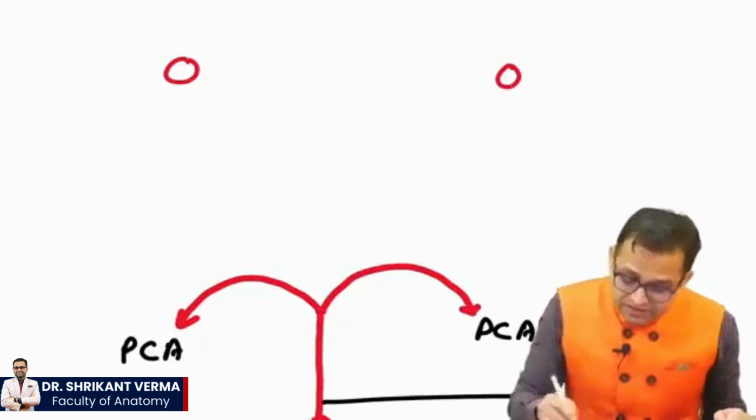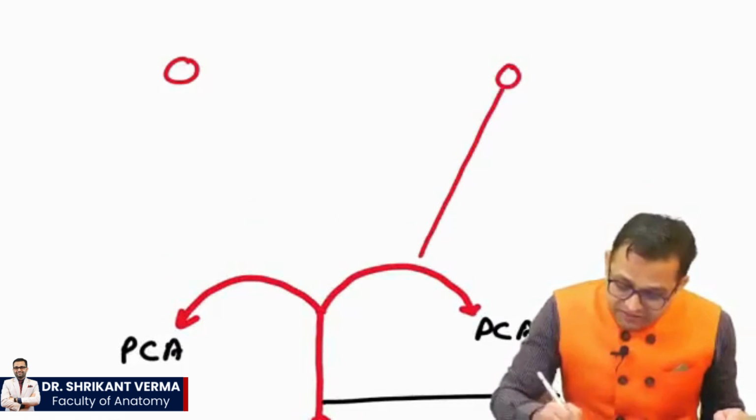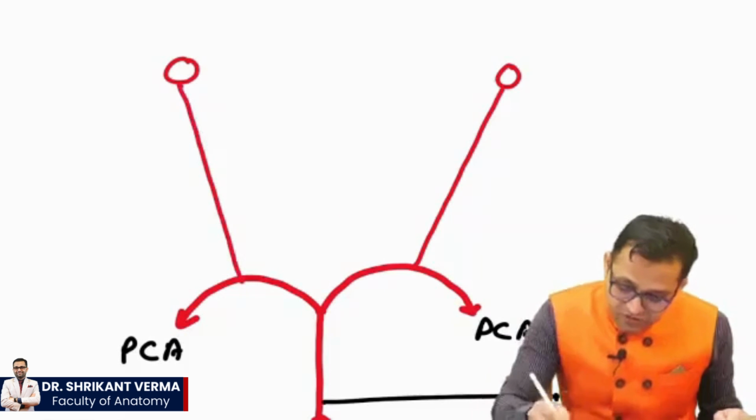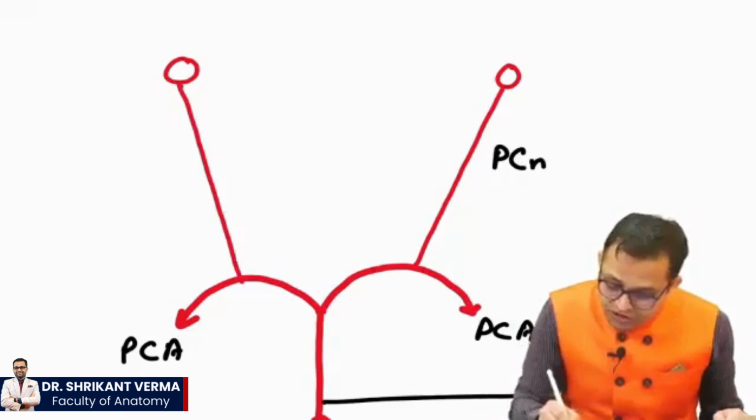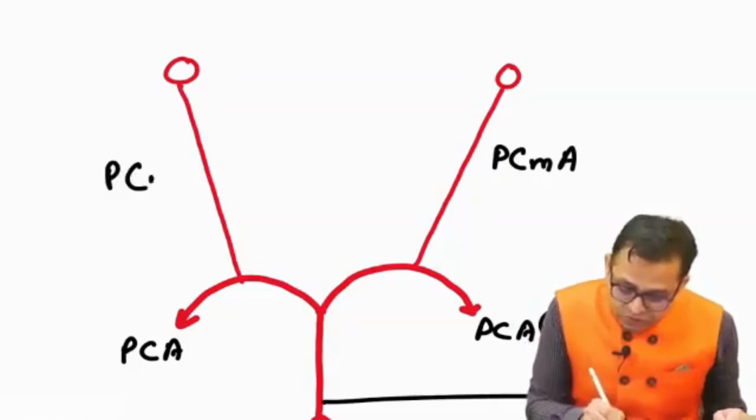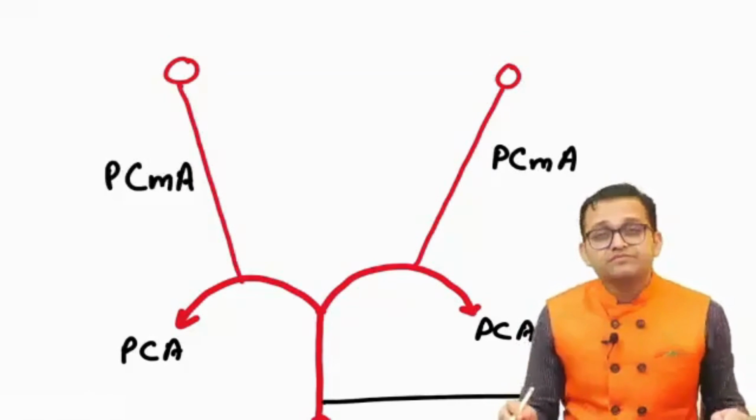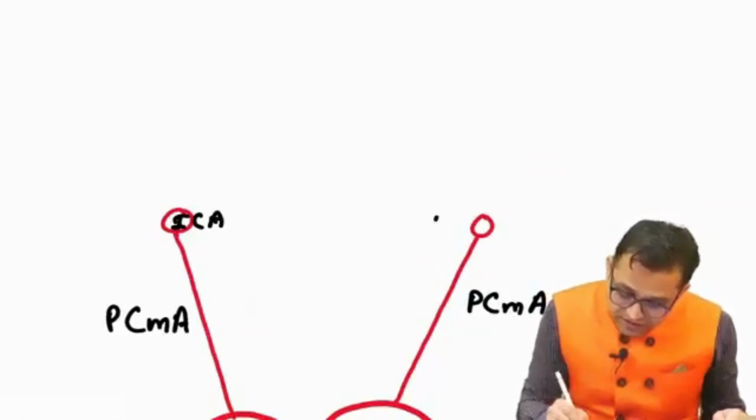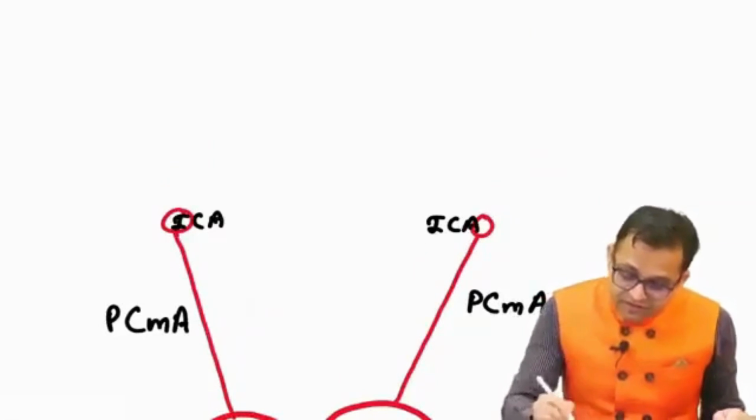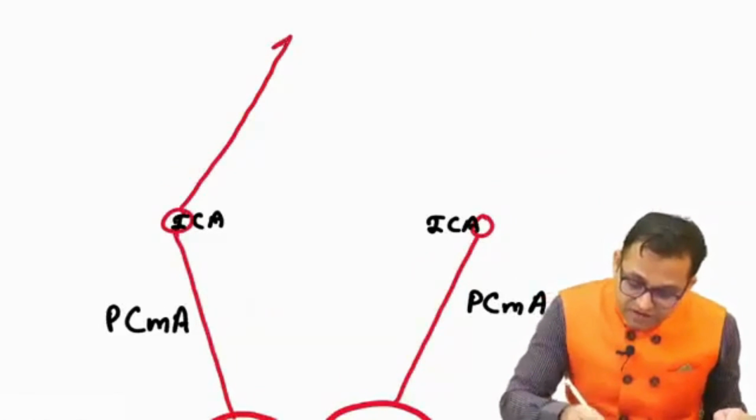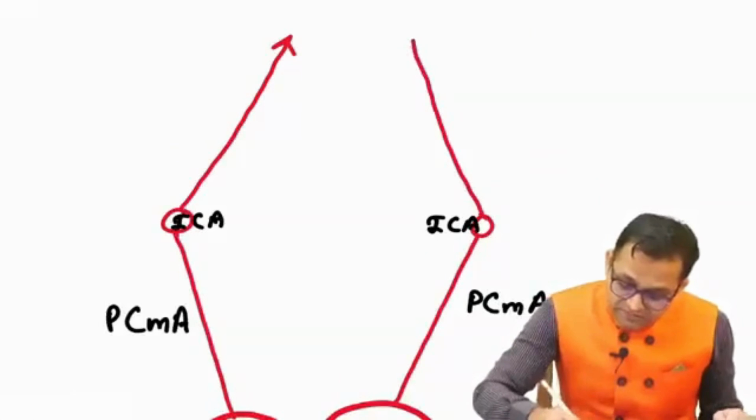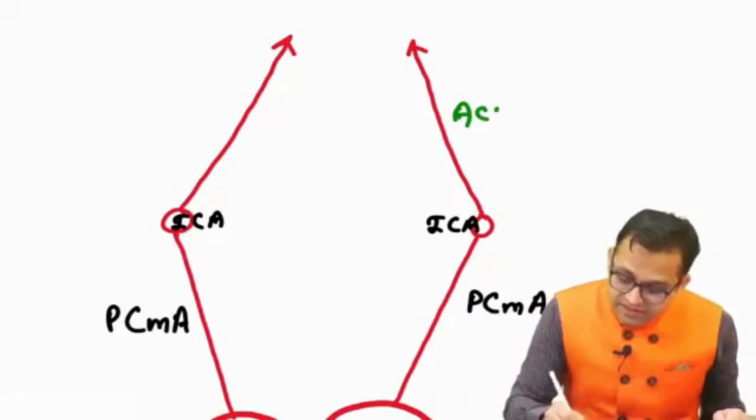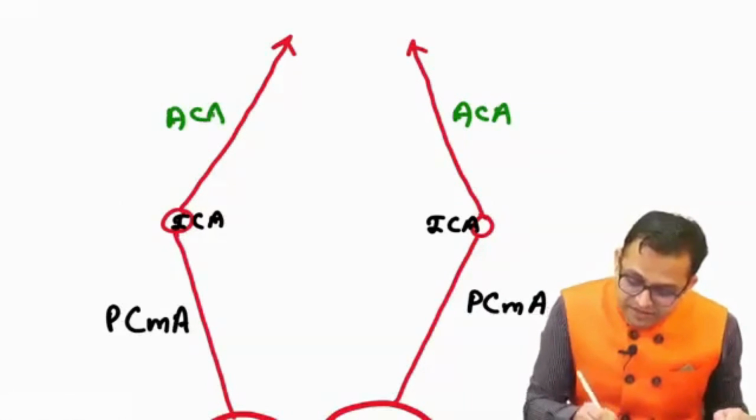Agree, sir. These internal carotid arteries, they are communicating with the posterior cerebral artery. What should be the name? Sir, posterior communicating artery, posterior communicating artery. Agree? Now, sir, this is the internal carotid artery. These internal carotid arteries, they are giving the branch on the front side. Sir, it is anterior cerebral artery, anterior cerebral artery.